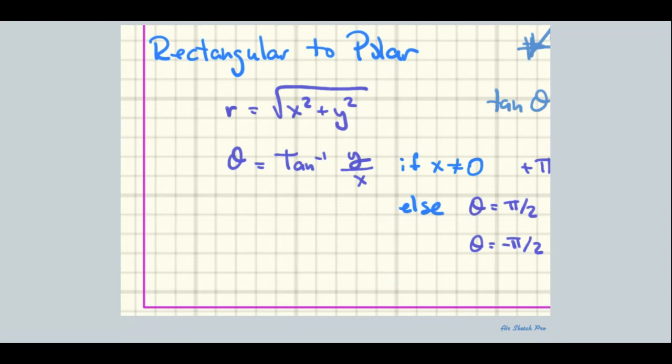But there's another issue. Arctangent only gives us 180 degrees of answers in your calculator. Remember, arctangent works like arcsine. So if you look at the arctangent, its range, sine is a y thing, as in the range of the sine is a y thing.